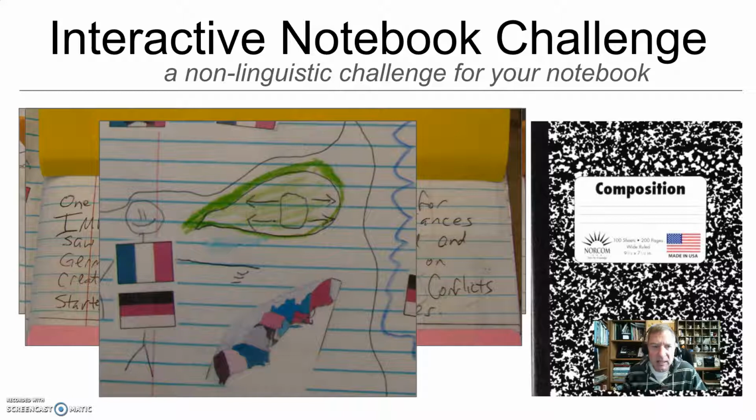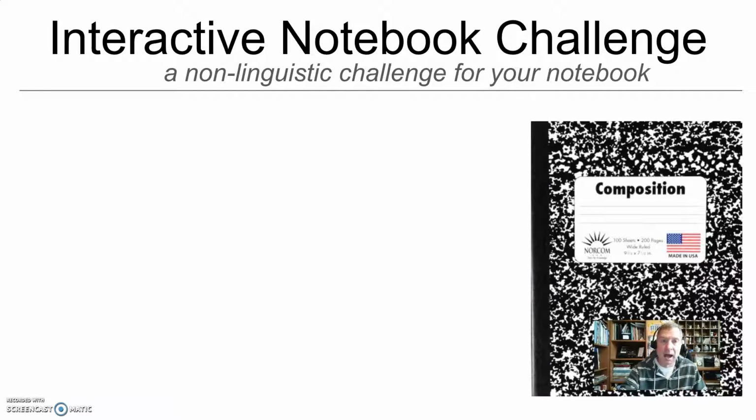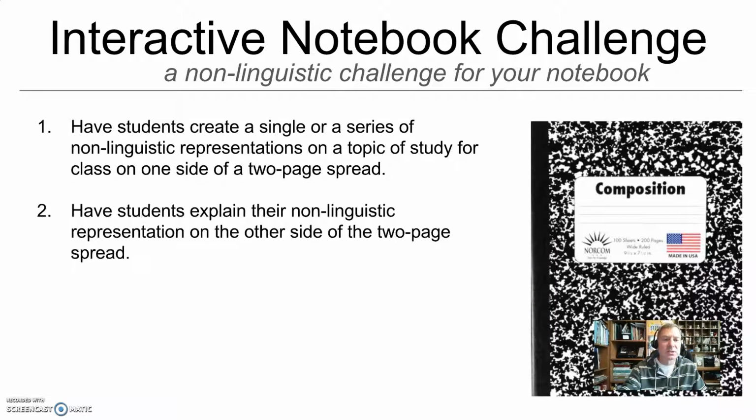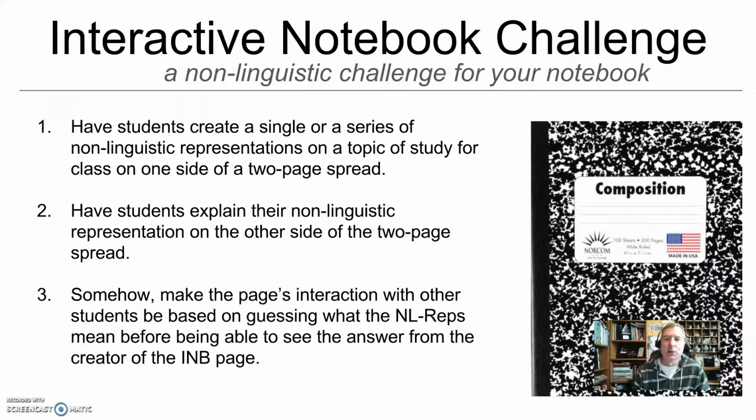And please notice I colored green around the dialogue bubble, not as an archetype this time for fertility, but as a green with envy kind of sign. And so all of that is an explanation that my students would be giving to each other as they played this guessing game with each other. And so that's the process of creating a non-linguistic representation.